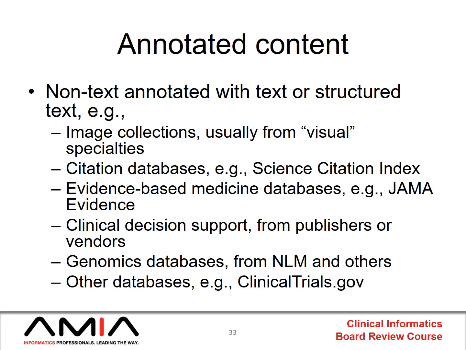There are databases or collections of clinical decision support rules. They may come from publishers, they may come from vendors. There are genomics databases, the growing number of databases of gene sequences, gene variants, genotype, phenotype associations, and so forth. These are available from the National Library of Medicine and others. And then there are various other miscellaneous databases, but important ones, things like clinicaltrials.gov, which is a database of all clinical trials that are currently or previously have been performed.